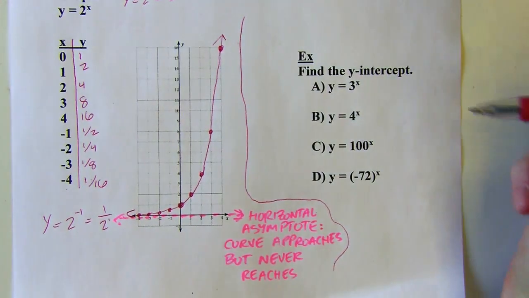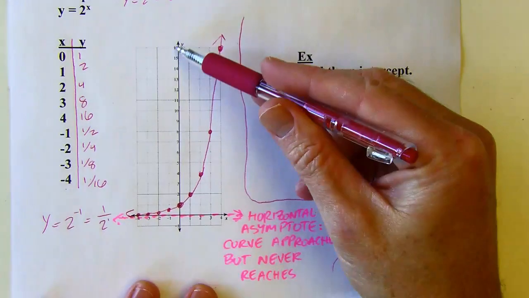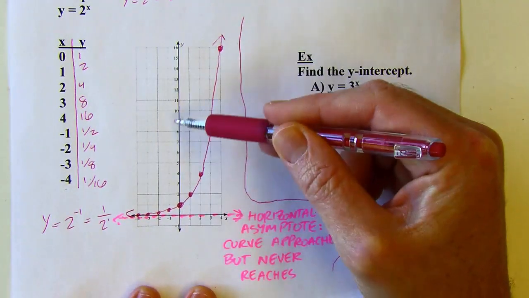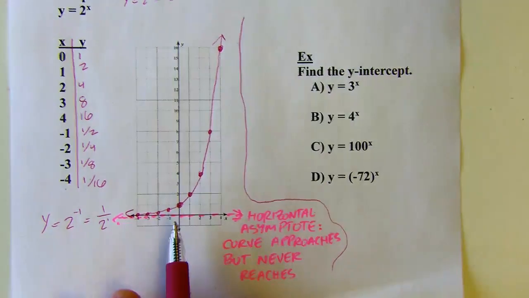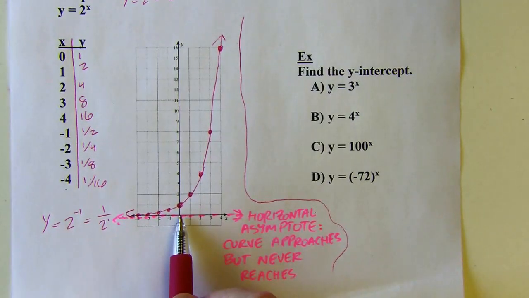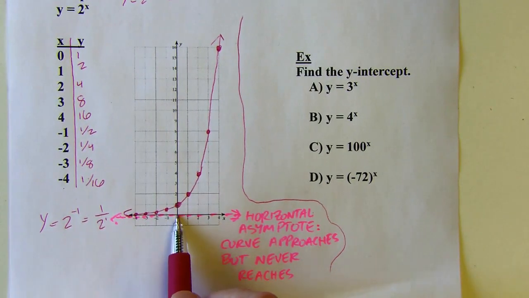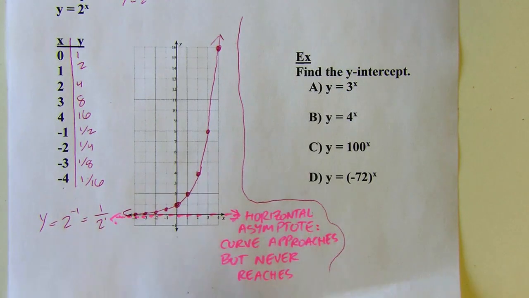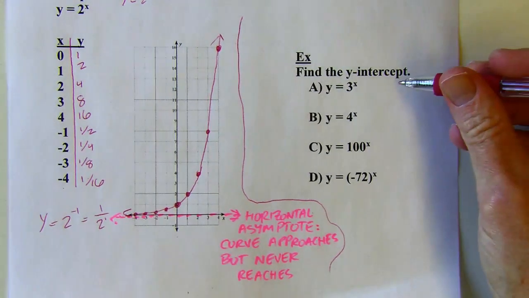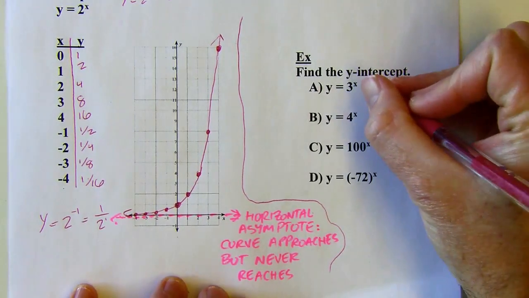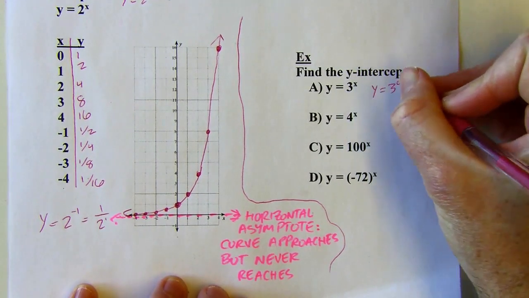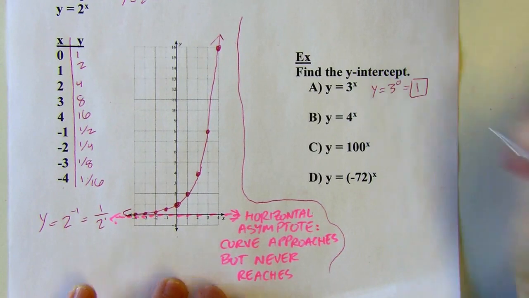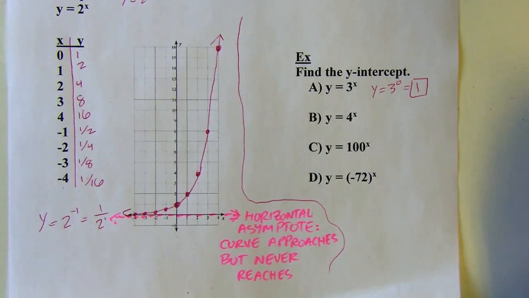So the y-intercept is where my curve is going to cross the y-axis. It's going to happen when the x value is 0, right? Because I'm not going left or right. I'm just staying on 0 for the x's, but then I have to go to wherever it crosses, okay? So plugging in 0 to find the y-intercept. So 3 to the 0th equals 1. So my y-intercept on part A is 1, okay?